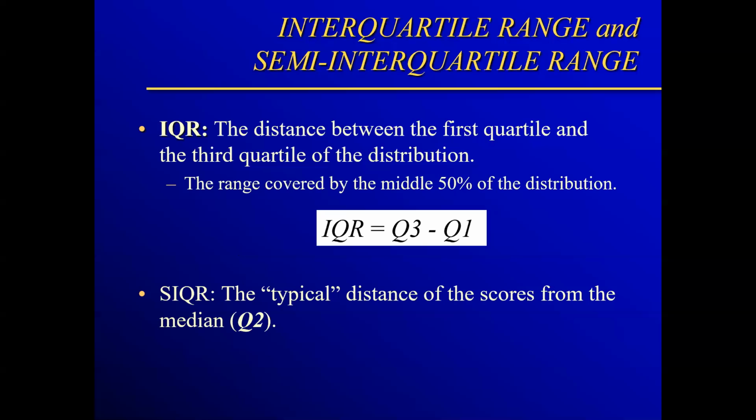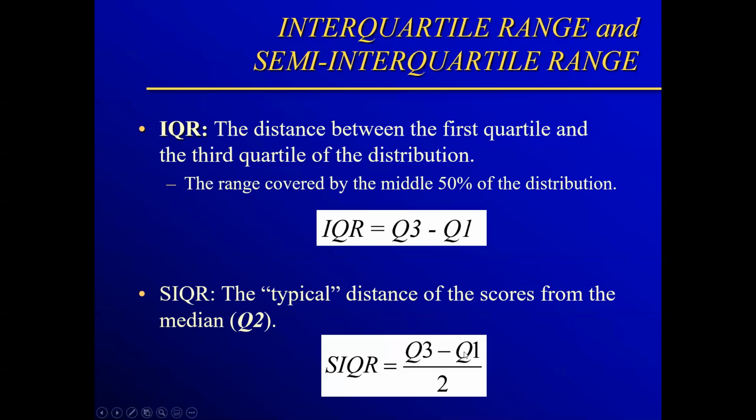And so you just take Q3 minus Q1, and we'll get into where you find those numbers in a little bit. But the semi-interquartile range is just the IQR divided by 2. And it tells you the typical distance from the median. So you just take Q3 minus Q1, divided by 2.